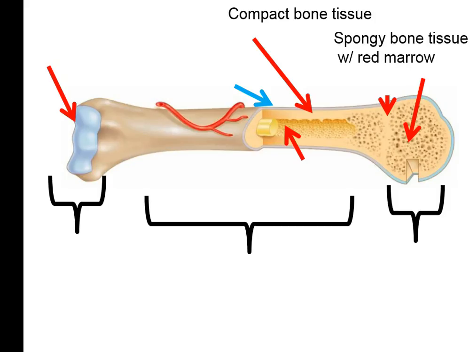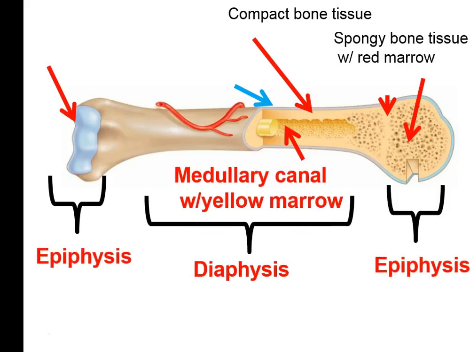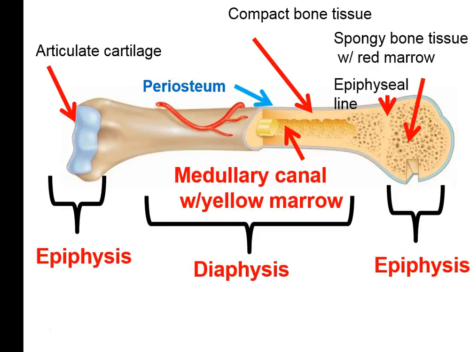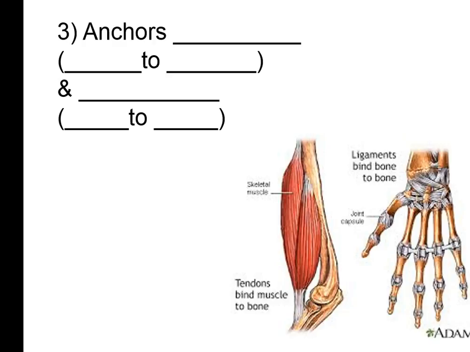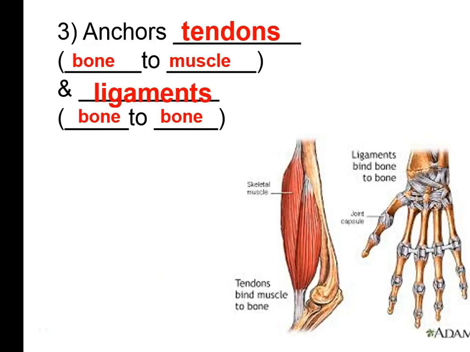So let's go back to our picture. Let's label what we've already labeled, and now let's add that outside membrane called the periosteum. What does the periosteum do? Not only does it protect and provide appositional growth, it anchors tendons. Tendons join what to what? Bones to muscles. And ligaments, since there's an L there that tells you ligaments attach like things, bones to bones.